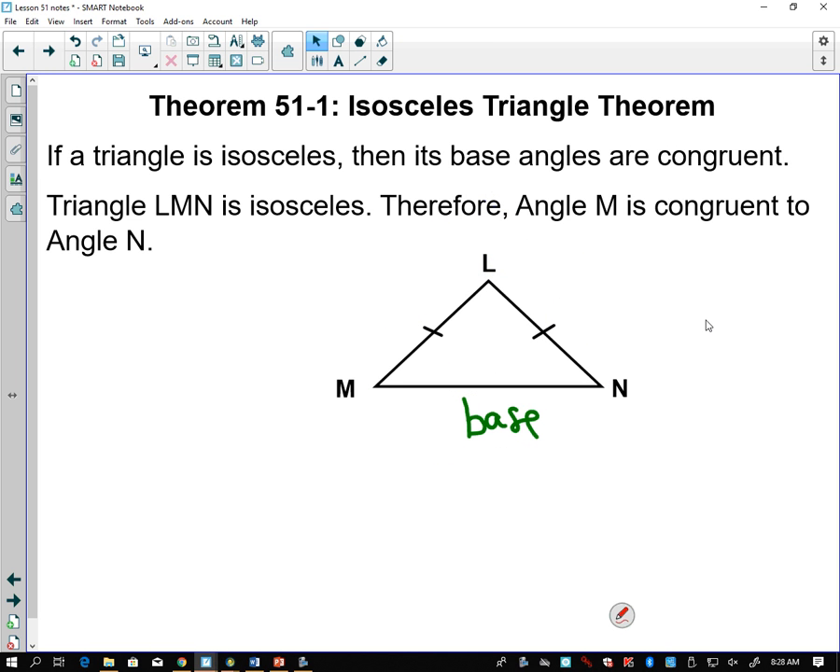Okay? So it's going to be in relation to our congruent sides. Does that make sense? Everything is in relation to our congruent sides. So angle M is congruent to angle N. Very good.